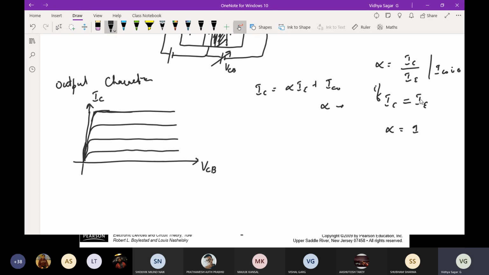But we say that it is not equal all the time. Why? Because there is some recombination factor. So both will be in the same order. If I'm saying that IC is in milli, IE will also be in milli only. Clear? So here what we are trying to define is alpha approximately ranges from 0.995 to 0.998, not your one value. So this is where the value lies generally.